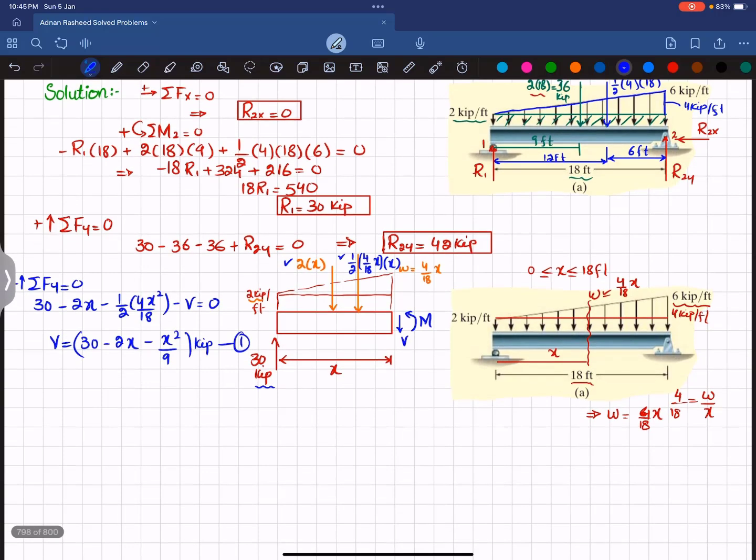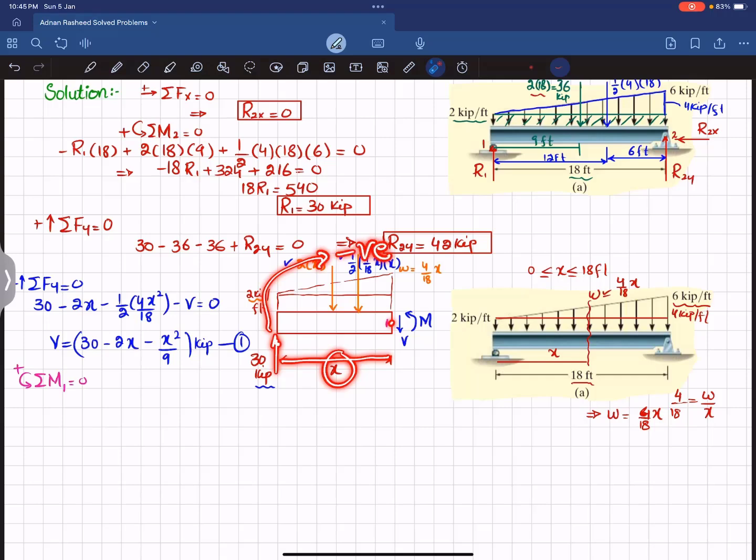Now we'll find this M by using the equation of equilibrium that the sum of all moments is equal to 0, taking counterclockwise moment as positive. Since we are taking it at point 1, we will take the sum of all moments about point 1 equal to 0. Starting with the first load, which is 30 kips into x, about point 1 it is producing clockwise moment, so it will be negative. So I can write minus 30 into x.